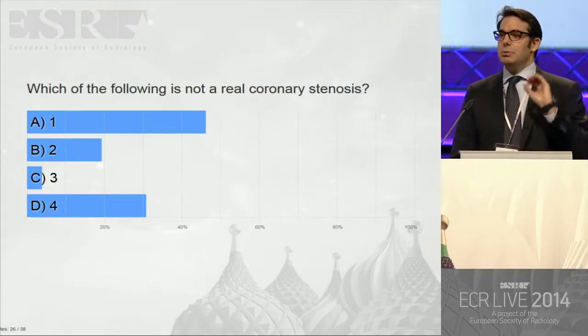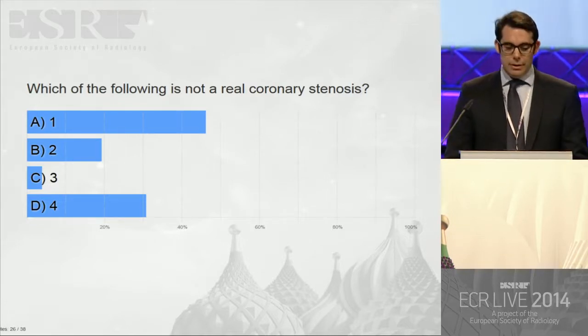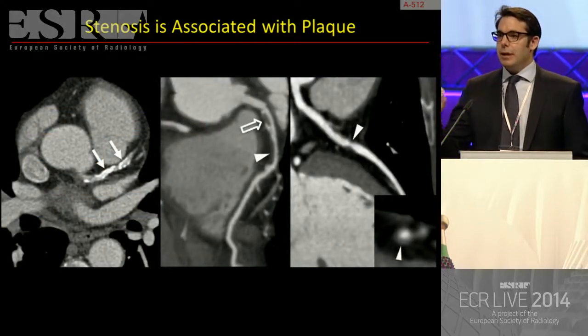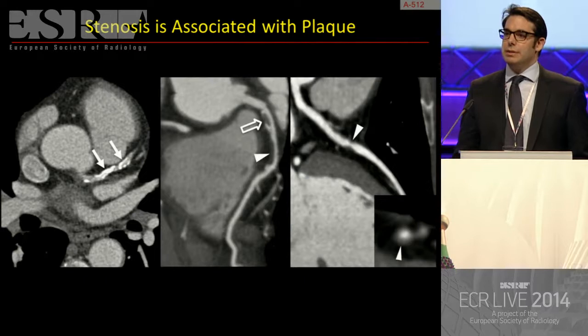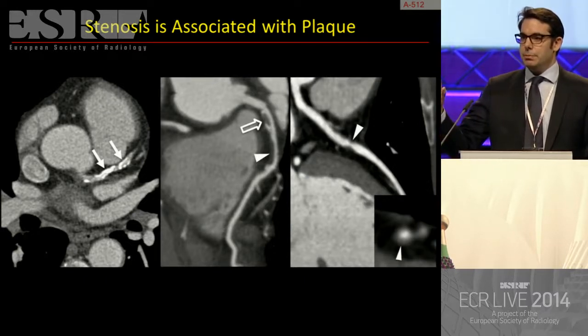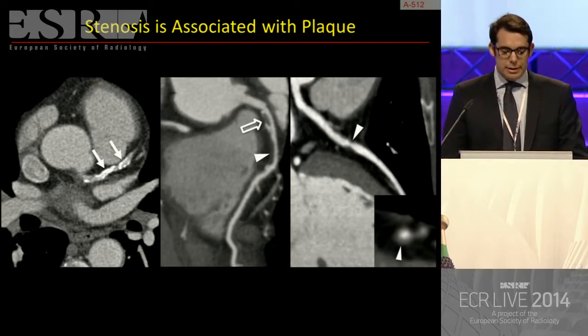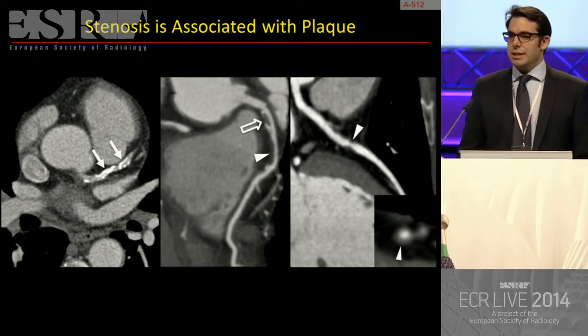And the message I want you to take home is this one. Stenosis is associated with a plaque. So if I don't see a plaque, I'm very unlikely this would be a stenosis. Remember that that's an atherosclerosis process. There will be a plaque, there will be narrowing. If I cannot find a plaque, that won't be stenosis. Remember that usually what we do is visual assessment of the plaque.